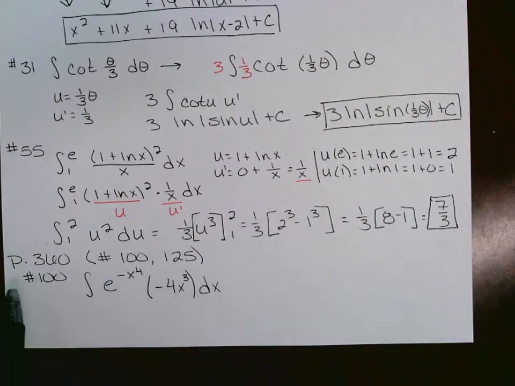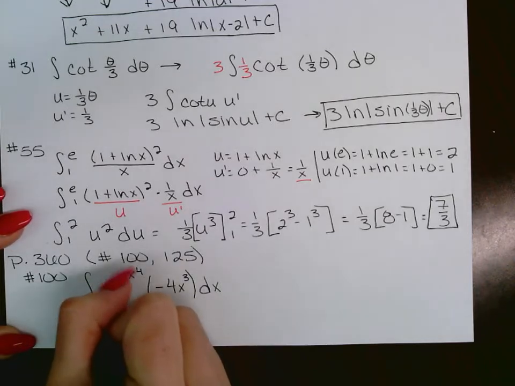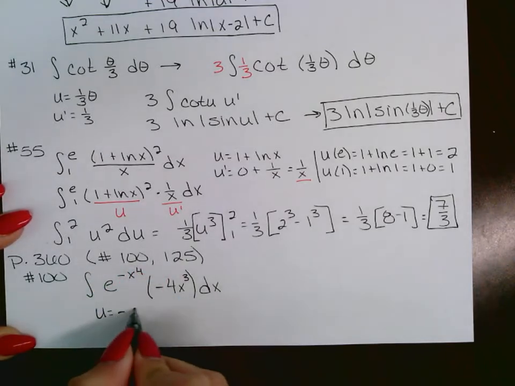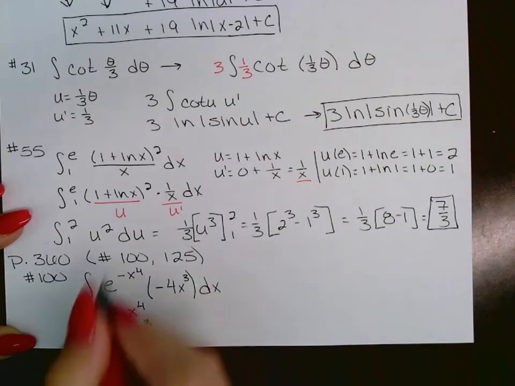So for our next question, we're going on to page 360 from that same textbook. From that page, I'm going to do question 100 and 125. So looking at question 100, this is an exponential function. We've talked in the past that for exponential functions, we do work with u sub, and the u is always found in the exponent. So in this case, my u would be my exponent, which is negative x to the 4th. My u prime, or du for that, would be power rule, negative 4x cubed.